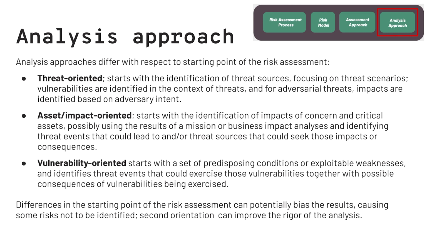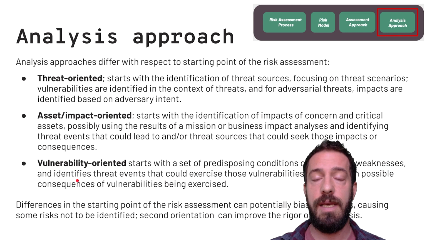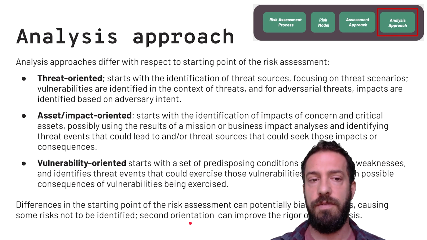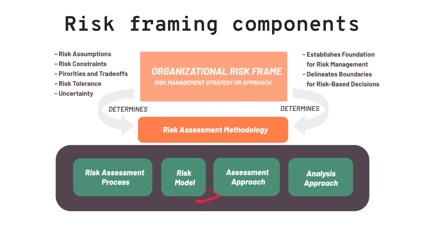So starting from different parts, you may have bias in the results. So a proper approach would be to start with one, but also make sure you include the other. You can start with a threat-oriented approach, but also ensure that all your possible vulnerabilities are included in it. Have a secondary orientation to improve the rigor of the analysis. So this concludes these three components. We saw a generic threat model, a risk model, an assessment approach you can take, medium, high, or numeric, and an analysis approach. And now it's time to start looking at the exact process of risk management.